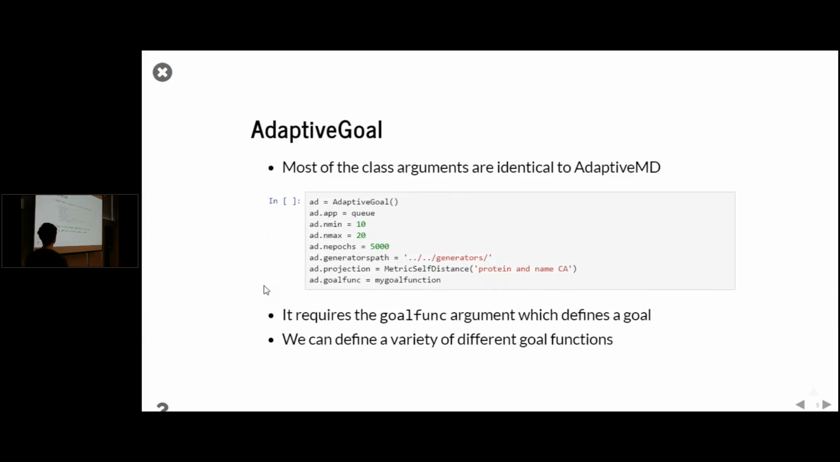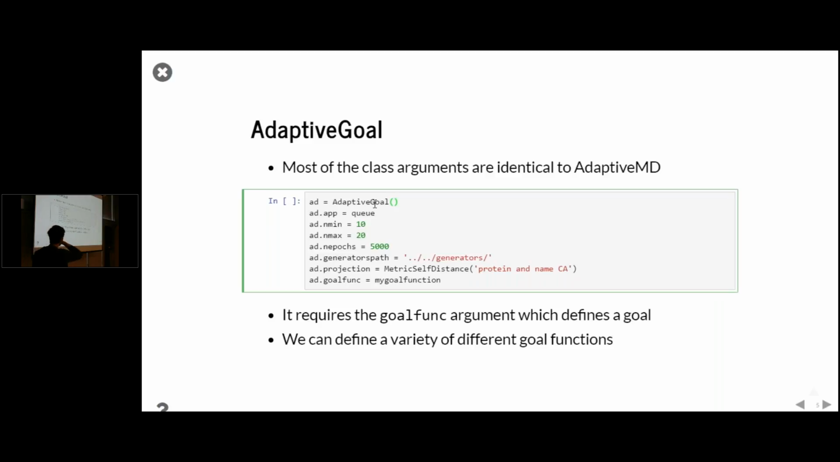So the adaptive goal, most of the class arguments are actually identical to adaptive MD. As you can see here, you set up the app to the queue. You set the min and max, and then epochs. Here you see also how you can set a different generators path if you have them in some other folder. You can look at all of the arguments of adaptive goal if you go to the documentation, also by pressing Shift Tab here.